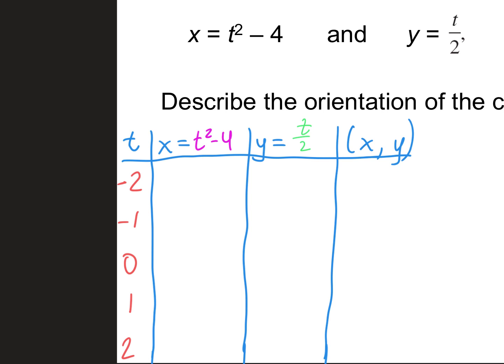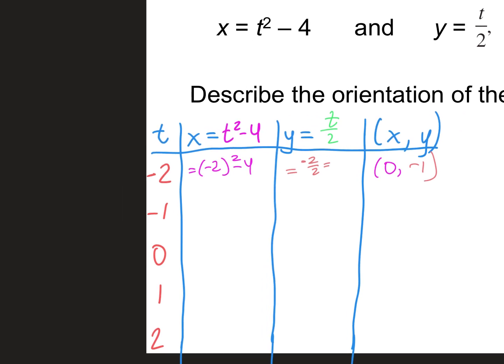All right, so this is what I need to see. I need to see it on WebAssign. I need to see it on your quiz. I need you to say, okay, I'm plugging in -2 squared minus 4. What is -2 squared, guys? 4, and 4 minus 4 is 0, so the x part of my first point is 0. Now I'm going to do the exact same thing, but I'm going to plug in -2 into the y. So it's -2 over 2, which gives me -1. So your first point that you're going to plot is at (0, -1). And we're going to continue to do that to find all of our points.